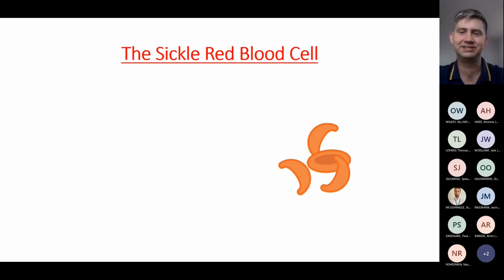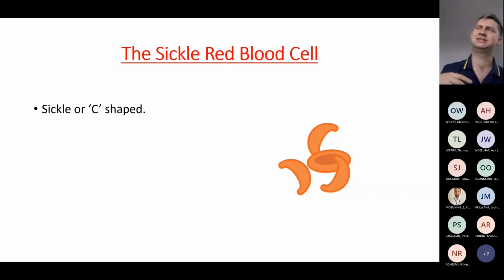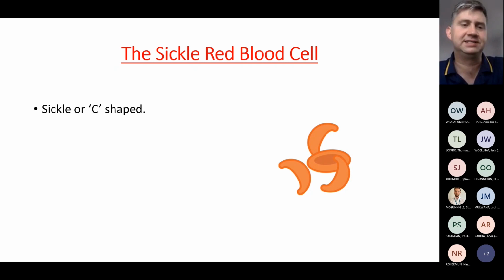So conversely, the sickle red blood cell, that worked how I wanted it. Nice little crescent-shaped red cell there. So it's sickle or C-shaped. The sickle is called sickle due to the old style gardening and farming equipment used when cutting down wheat in the fields, one of those sickle blades. And that's why it's likened to that.